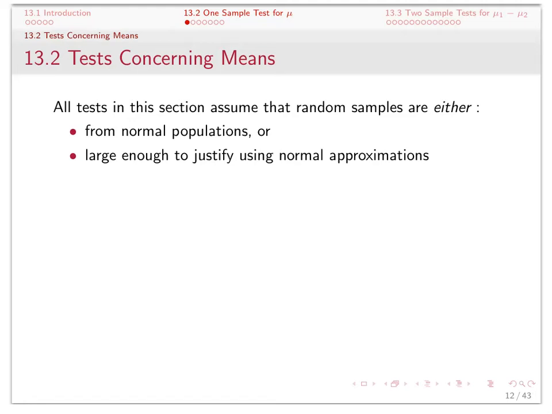Now we'll formally move into section 13.2, which is tests concerning means. And all the tests in this section assume that the random samples are either drawn from normal populations or that our random samples are large enough to justify using normal approximations. Obviously, the one example that we just looked at from two different perspectives falls under this category because we had a large enough sample that we could justify using a normal approximation.